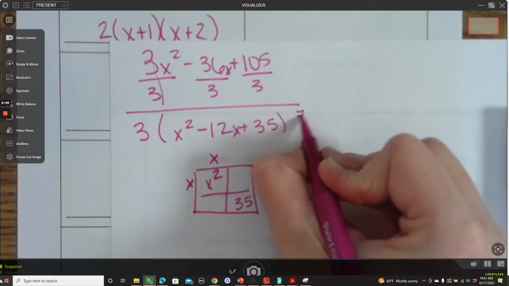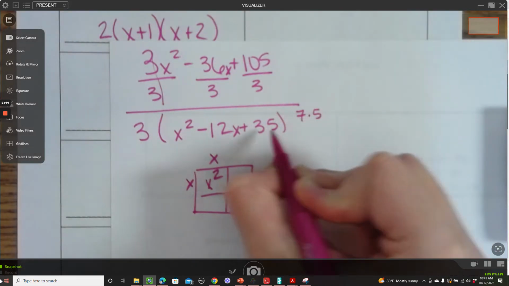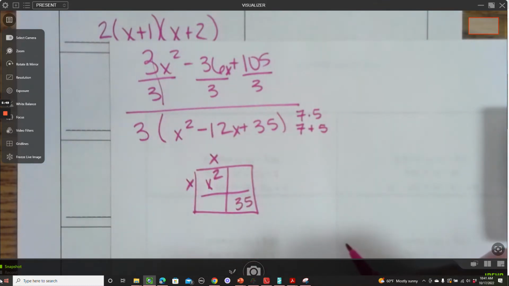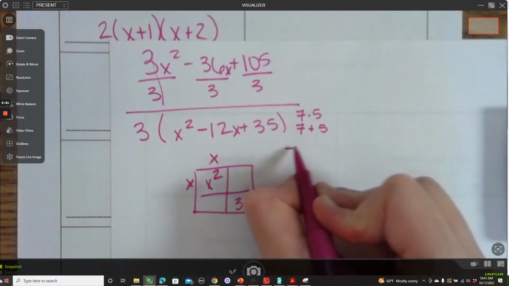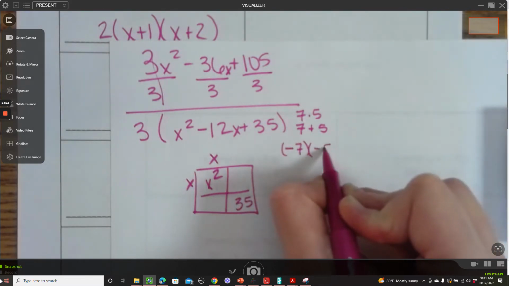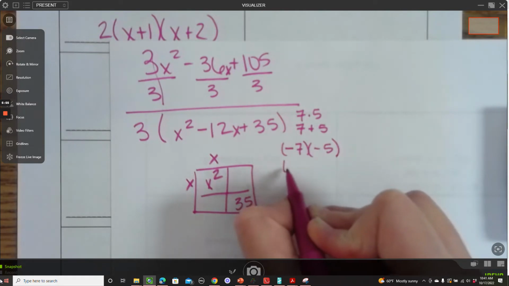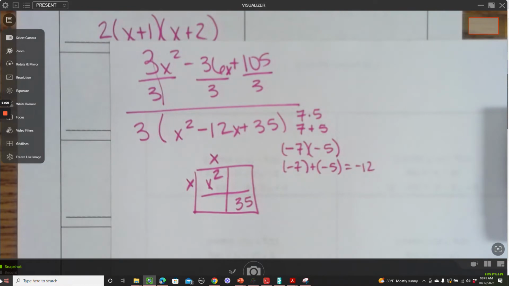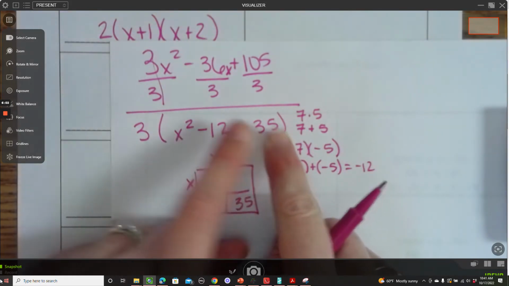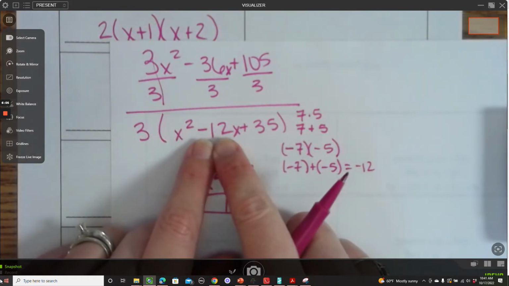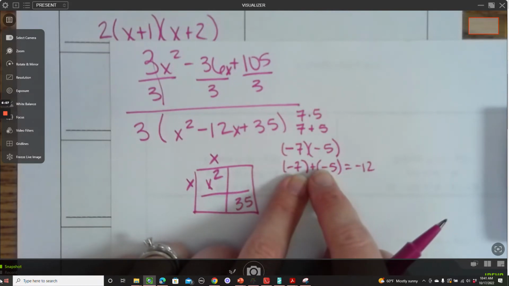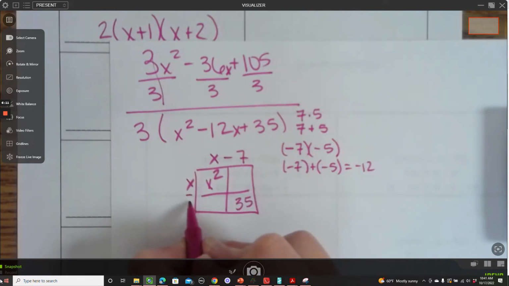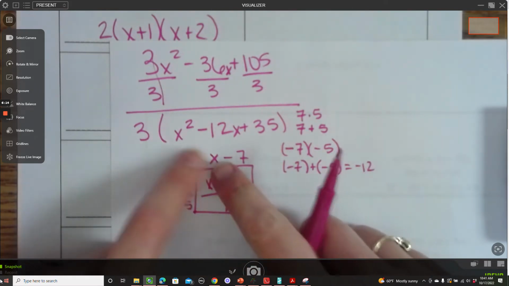5 and 7. Okay. 5 times 7 gives me 35, but does 7 plus 5 give me a negative 12? No. So it's negative and negative. Okay, so negative 7 times negative 5, and then if I add those two together, that gives me the negative 12. So, last number is positive, middle number is negative. Yep. Both of your factors are negative. Okay? So minus 7.